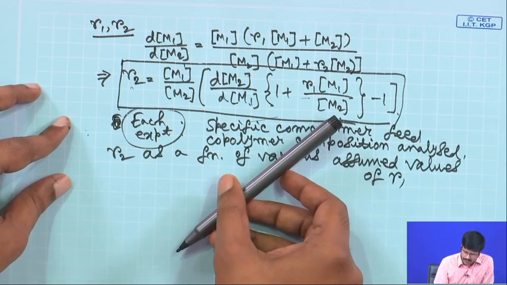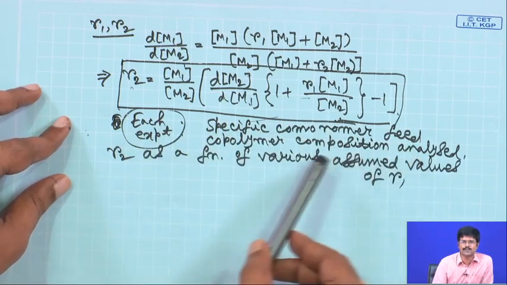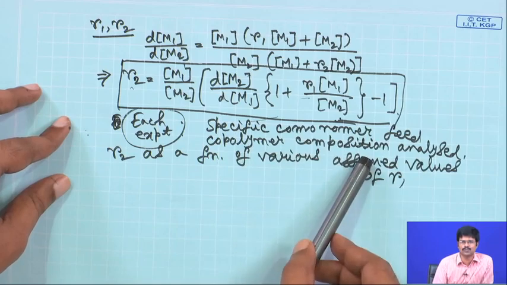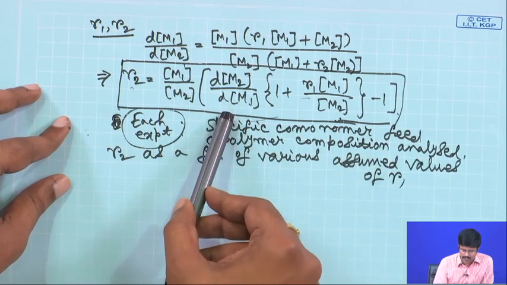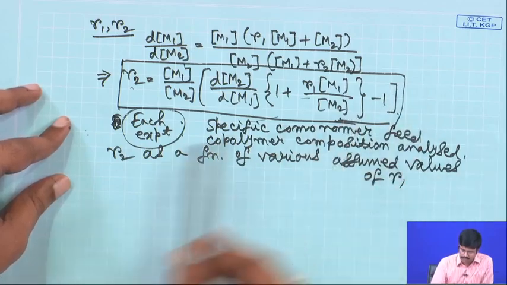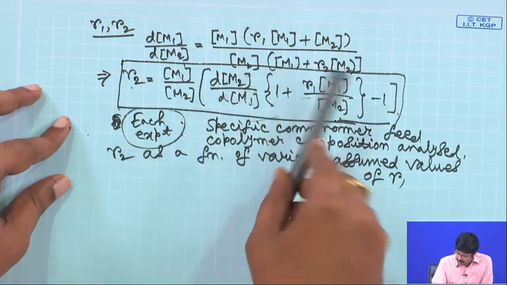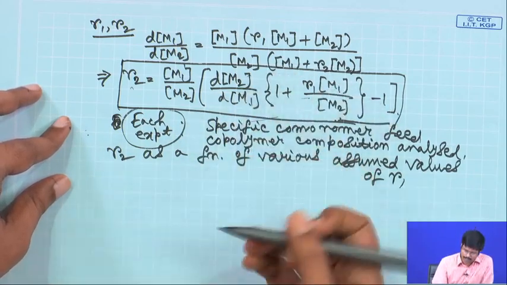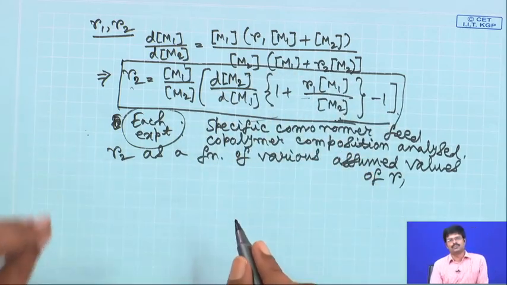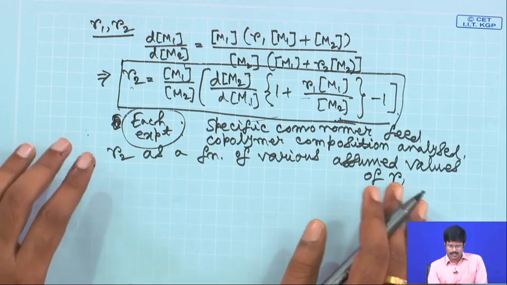So, you get a straight line. Now, you do another experiment where you change the comonomer feed and correspondingly you get another copolymer composition, and then again you put it in this equation, and then again you plot R2 as a function of various values of R1. So, all these lines that you will get, the intersection of these lines will give you the best values of R1 and R2. That is how you can determine the values of R1 and R2 from this particular system.